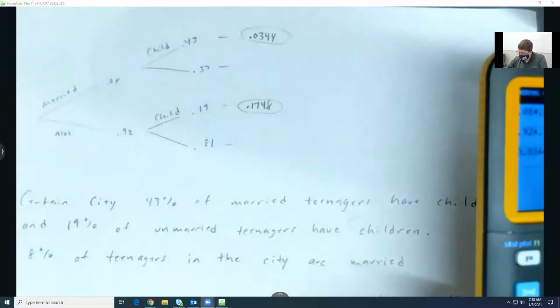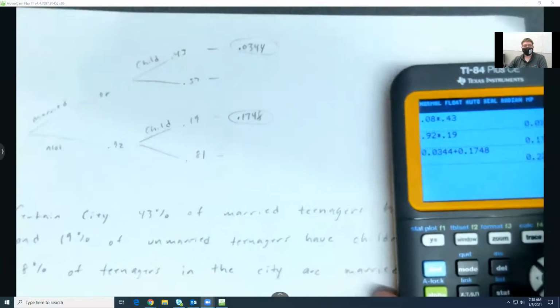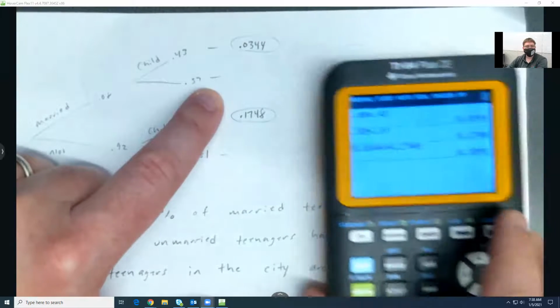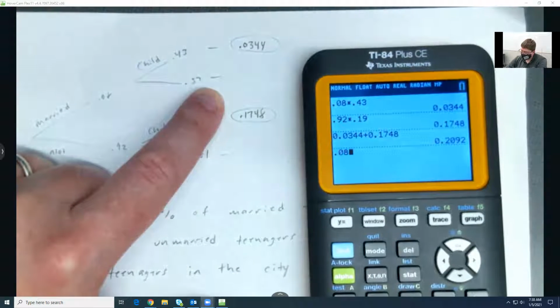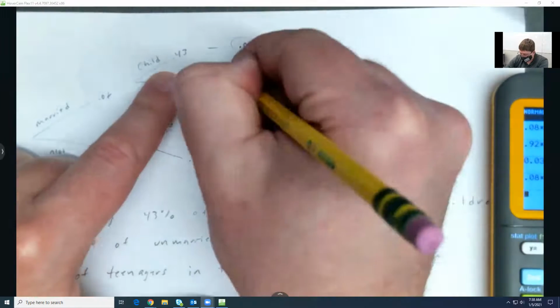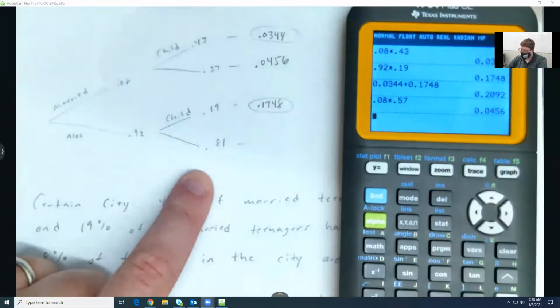Probability a teenager does have a child. I feel like it should be the not a child. I probably wrote it down wrong. So for this one, it's 0.08 times 0.57, because I want to find out these numbers, 0.0456. And then for down here, 0.92 times 0.81.